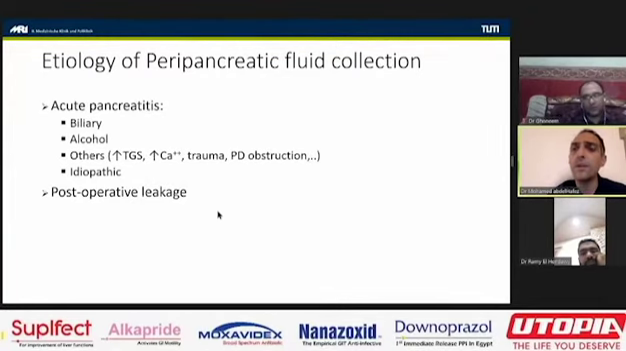And what are the causes of acute pancreatitis? The most common causes are biliary and alcoholic causes, or other causes like increased triglycerides, calcium, trauma. Trauma is also common, pancreatic duct obstruction with stones or strictures, or idiopathic.